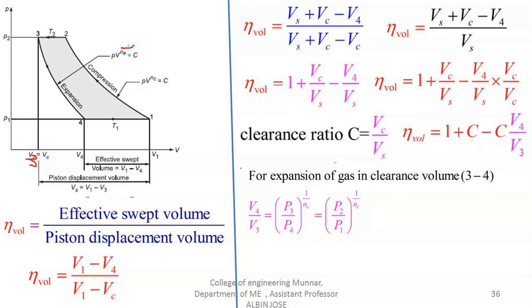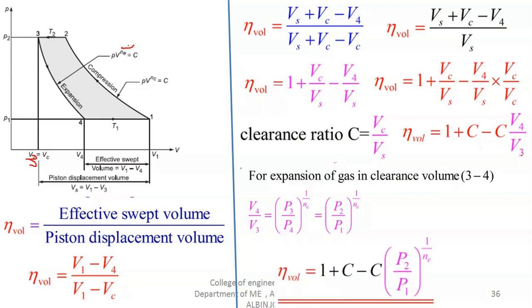So now the volumetric efficiency expression is reduced to: volumetric efficiency is equal to 1 plus C minus C into P2 by P1 all raised to 1 by Ne, where C is the clearance ratio, the ratio of clearance volume to the swept volume, P2 is the discharge pressure, and P1 is the suction pressure of the compressor, and Ne is the polytropic index of re-expansion of the clearance gas present in the clearance volume.